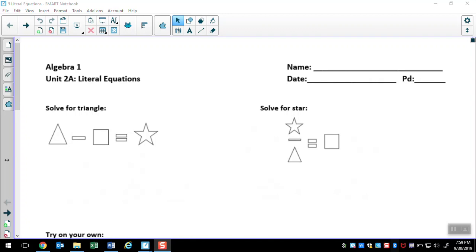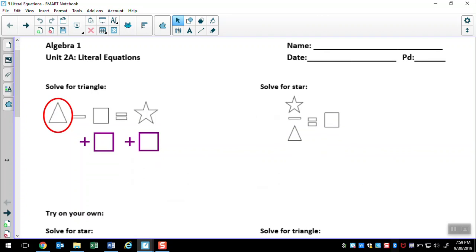So here if we want to solve for this triangle, that means we want to isolate this triangle. What would we have to get rid of? Well, if we think about what we've done in the past, draw that line to the equal sign, I want to get rid of this box. So the opposite of subtracting a box would then be to add a box. Do that to both sides.